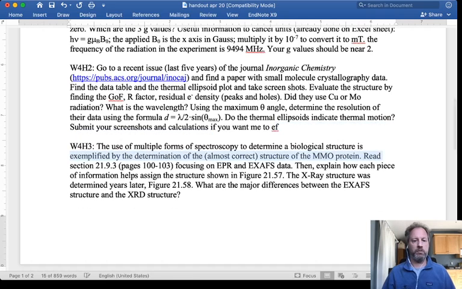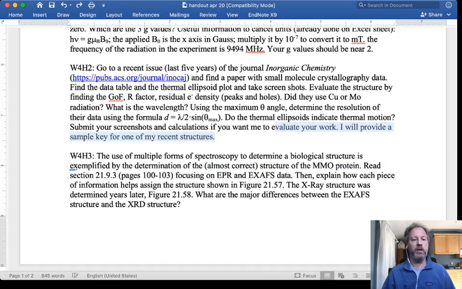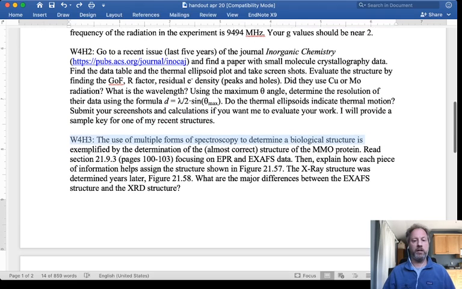Homework 3, oh, look at that, I just deleted it. Okay, homework 3 is looking at more of the X-ray data. It's going through the MMO protein, which is in a part of the chapter I'm not having you read. So don't read beyond what I ask you to here, pages 100 to 103. Try to understand how this data can be used to do the structure. And then the answer will be revealed in the X-ray structure here, so compare and contrast.